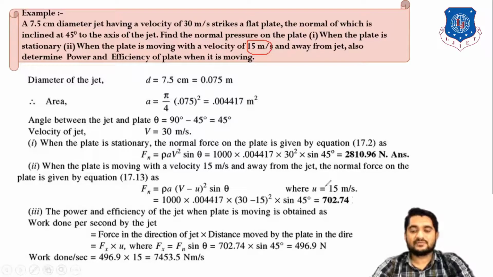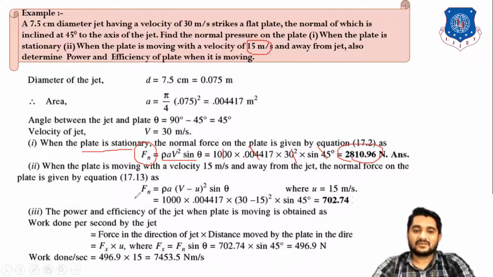So first of all, for the first case, when the blade is stationary, Fn will be rho a v square sine theta. Here all the values are given in the given data. Rho means 1000, area is pi by 4 d square, velocity is given, theta is given. So normal force will be 2810.96 Newton.